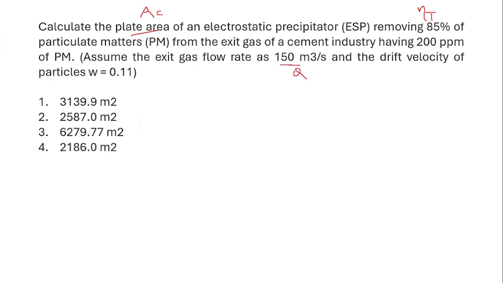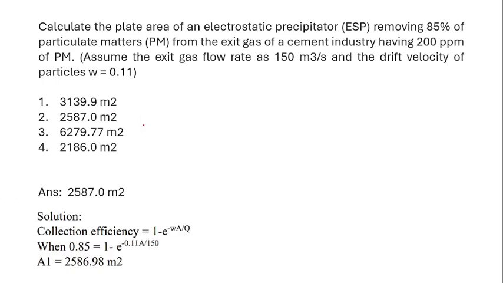The exit gas flow rate is given as 150 meter cube per second, and the drift velocity of the particles, W, is equal to 0.11. So the drift velocity W, the flow rate Q, and the efficiency eta T are given. They are asking you to find the area of the collection plate. The right answer is 2587.